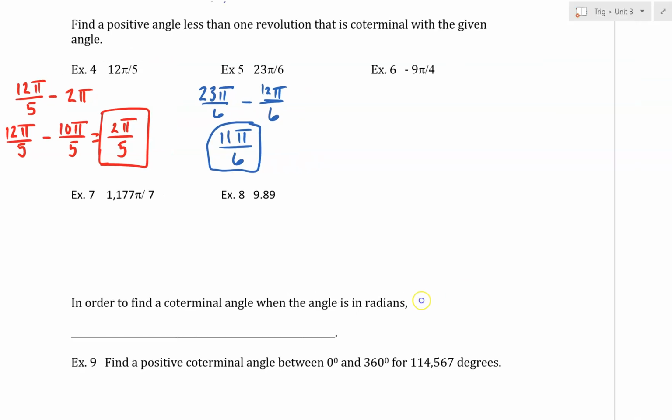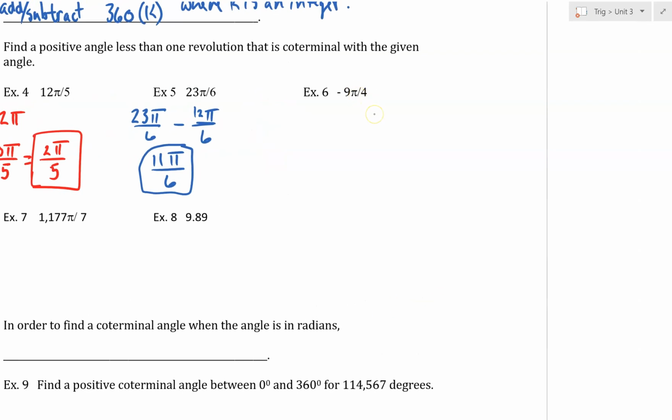Let's try the next one. This is negative 9 pi over 4. I need to get all the way around to a positive answer here. So negative 9 pi over 4, instead of subtracting, I have to add. And if I'm over 4, then 2 pi converted to a fraction that's over 4 means 8 pi. And when I do this, I'm going to get negative pi over 4.